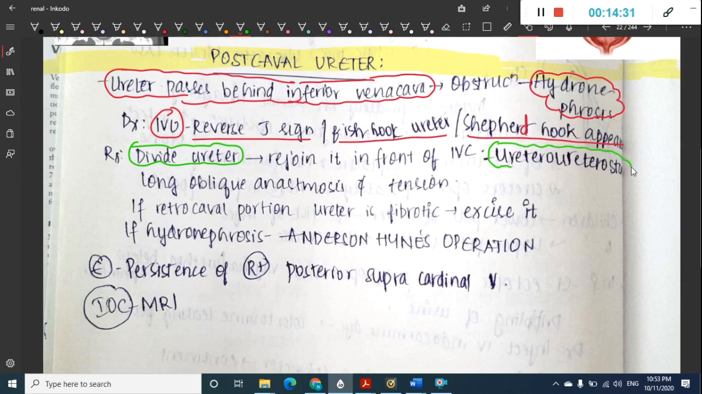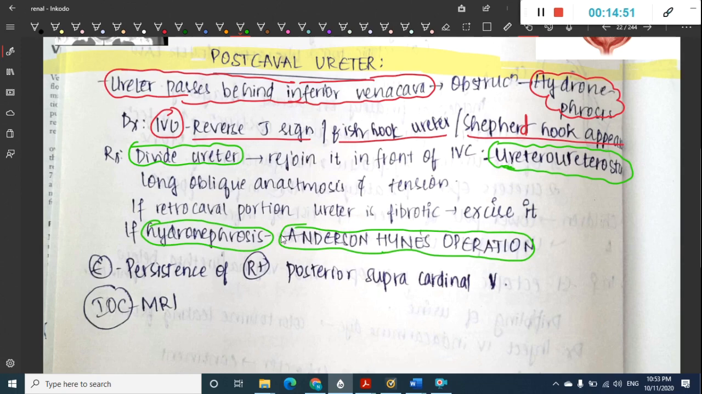So ureterostomy should be done. You should cut the ureter behind and rejoin it in front. If the retrocaval ureter becomes fibrotic, you should excise it. If there is hydronephrosis, then an operation for hydronephrosis, the Anderson-Hynes operation, can be done. Why does this retrocaval ureter occur? What is the etiology? There is persistence of the right supracardinal vein, because of which this retrocaval ureter can occur.